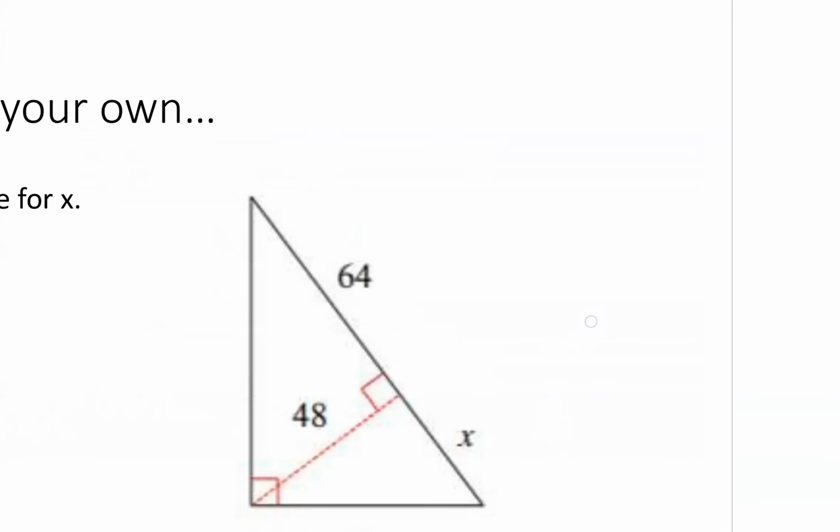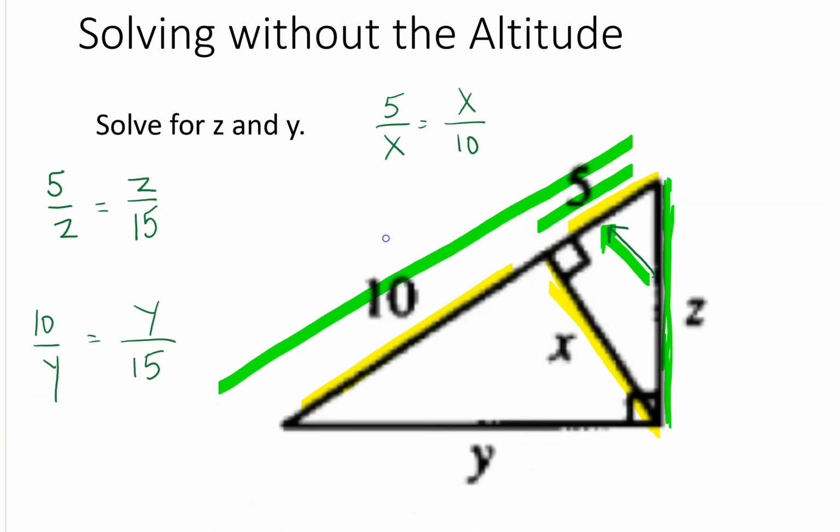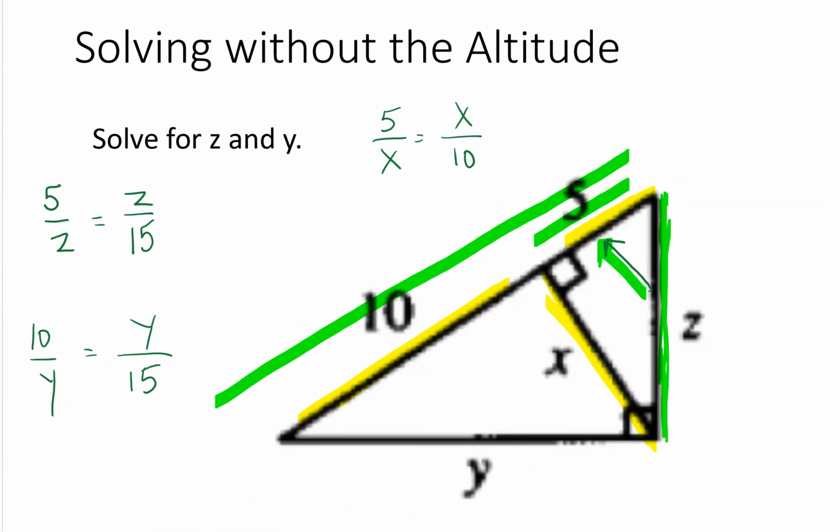Okay, so let's go on to some different examples. Here we go. All right, so here in this picture, now the Y and Z are also geometric means. Okay, so we already talked about X, that's the yellow one. X is the geometric mean between 5 and 10. So the middle one, the altitude, is the geometric mean between the individual parts of the hypotenuse. But Y and Z, the legs, are the geometric mean between the side that they're with and the entire hypotenuse.